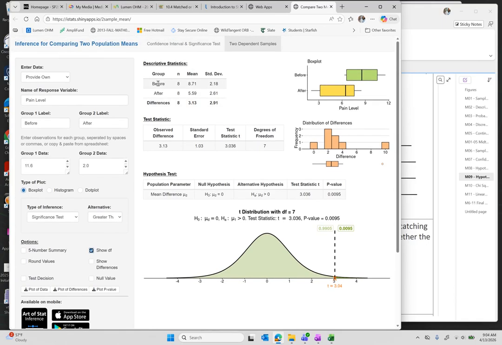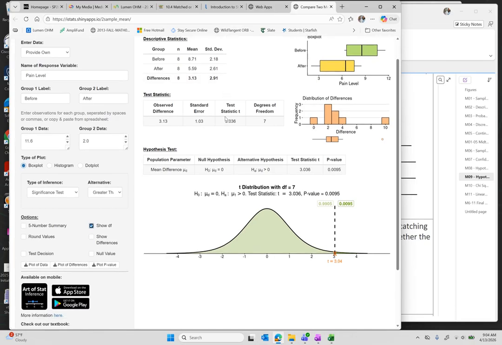Notice here that it does provide you the mean, standard deviation, and n for the before, after, and the differences group, but you only care for these differences. That's your sample, and your variable is the differences on pain levels. You see that we have an observed difference of 3.13, which agrees with ours that was 3.125. We have a standard error of 1.03, which again agrees with our 1.029346. We have a test statistic of 3.036, which agrees with ours, that was 3.0359.